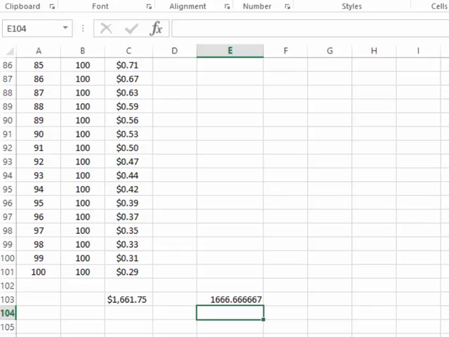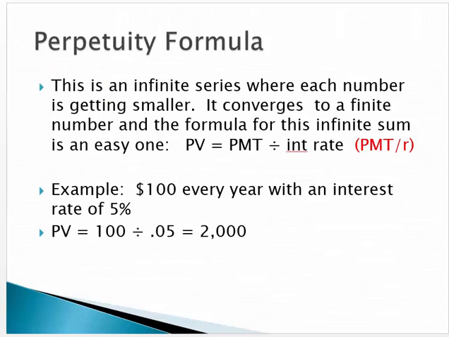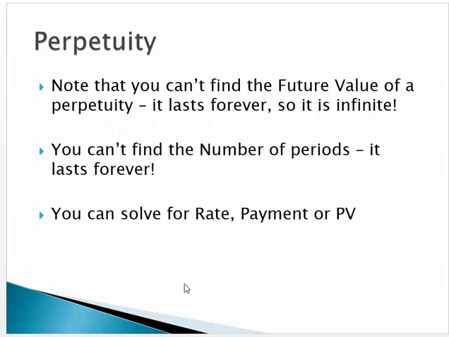You can see that each additional $100 received way out in the future is going to be worth less and less to me, and at this point they're only worth pennies in terms of present value. So the present value of the perpetuity, it seems a little bit counterintuitive, but it does approach a limit that's equal to the payment divided by the interest rate. So that's the formula. Let's see here, some more notes on perpetuities.